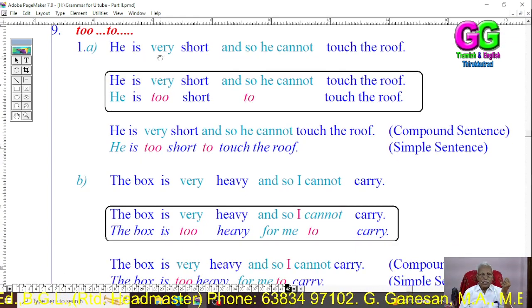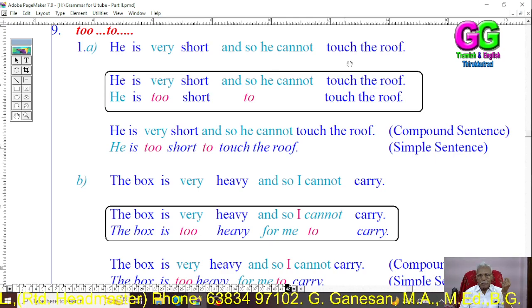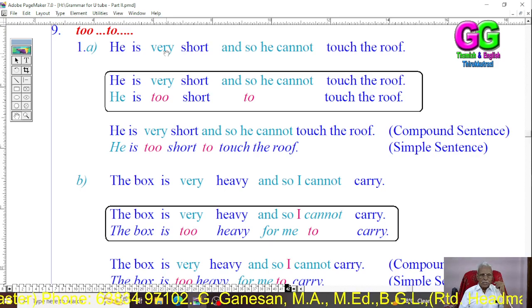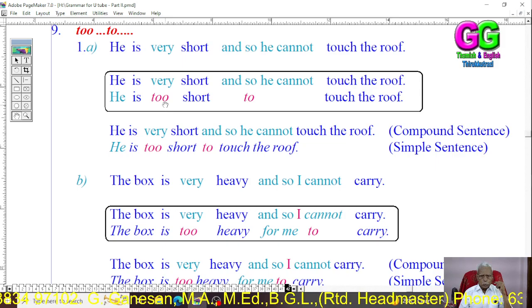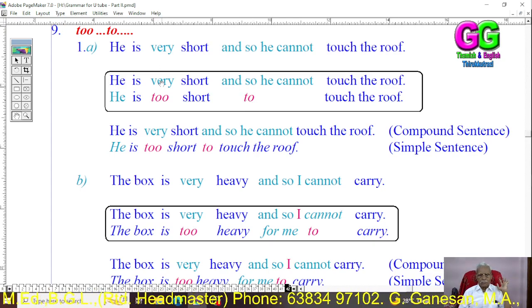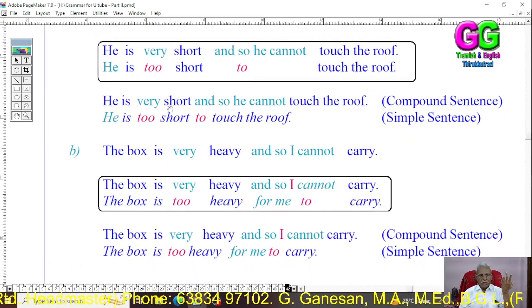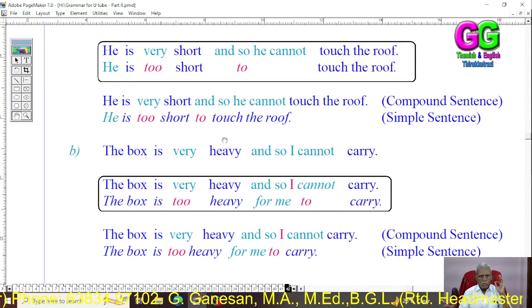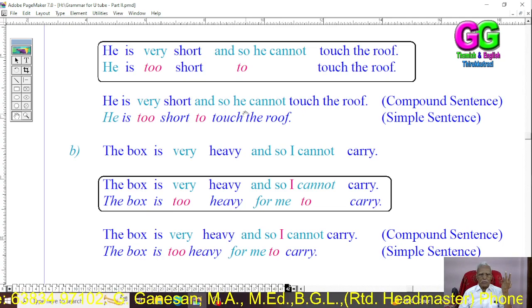Here, see, he is very short and so he cannot touch the rope. Compound, complex. To change it into "too", we remove all these conjunctions and the subject and place "too". Very changes to too, and so he cannot do that. He is very short, so he cannot touch the rope. He is too short to touch the rope.